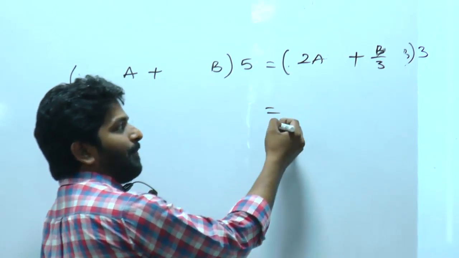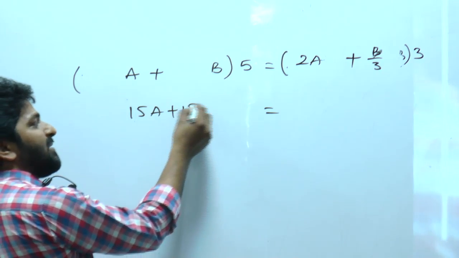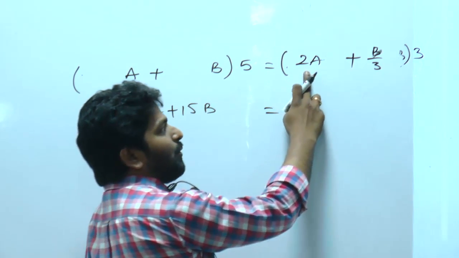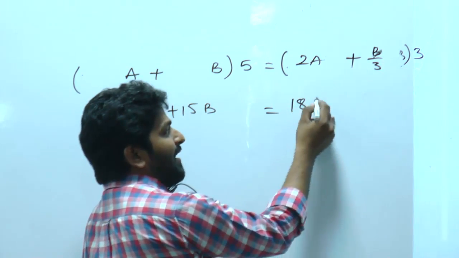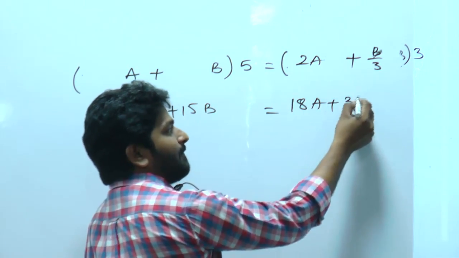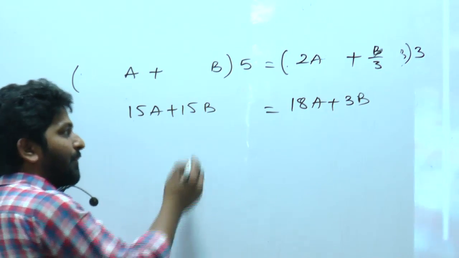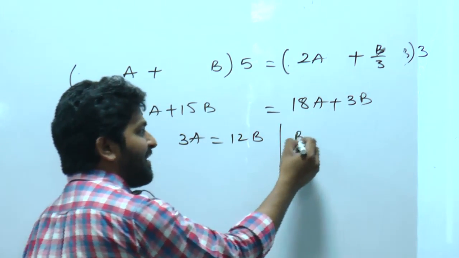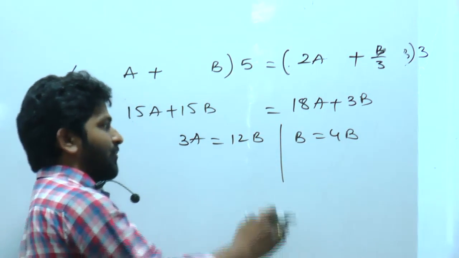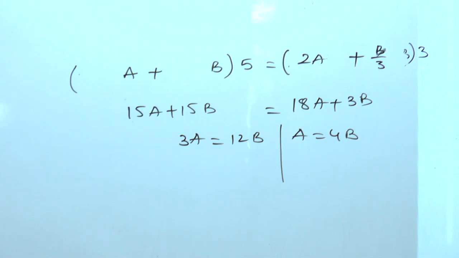Take 3 common and take this to the left hand side. That becomes 15A plus 15B is equal to, if you take 3 common, this becomes 6A, 6 into 3, 18A plus 3B. Take 15 to the right hand side, that becomes 3A is equal to 12B. In the sense A is equal to 4B. A's efficiency is equal to 4 times B's efficiency.